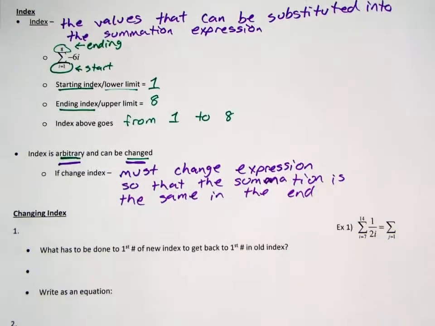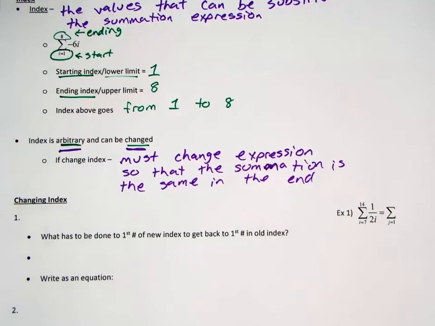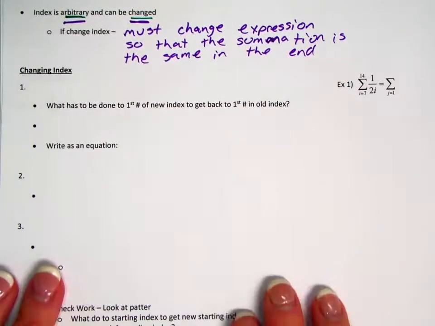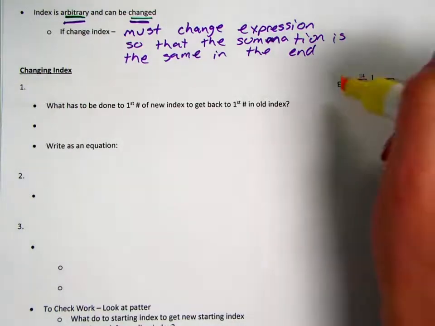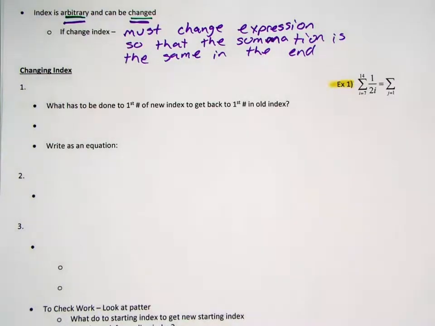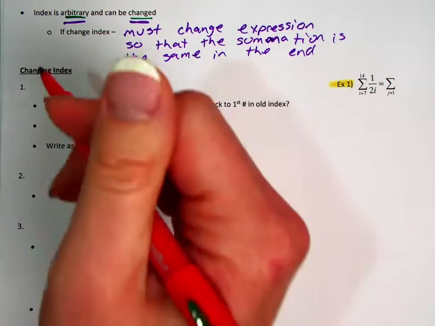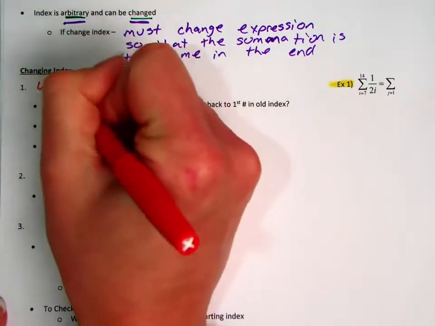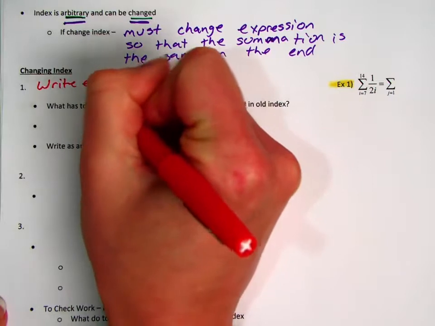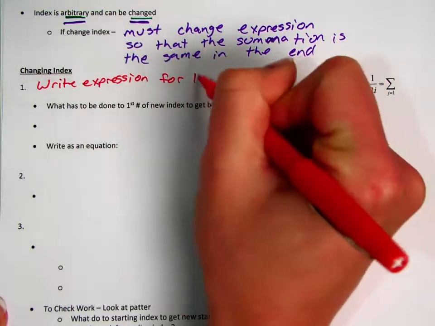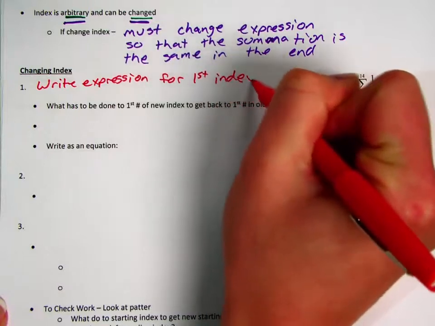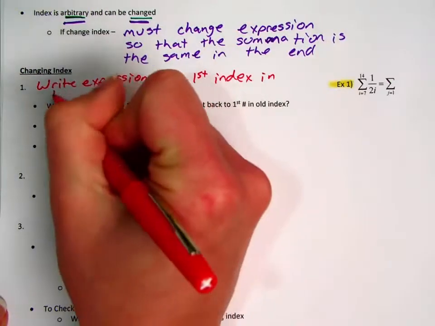Okay, so if we're going to change that index, we're going to have to change the summation itself as well. Now we're going to go through the steps on how you actually change the index and how that affects everything else. We're going to use example 1 as we go through these steps. So the first step is we need to write the expression for the first index in terms of the second index.